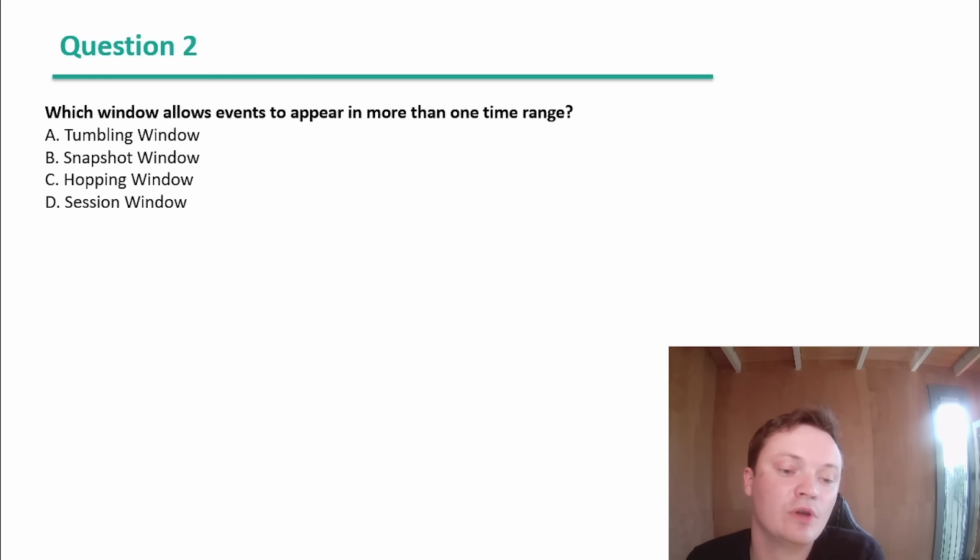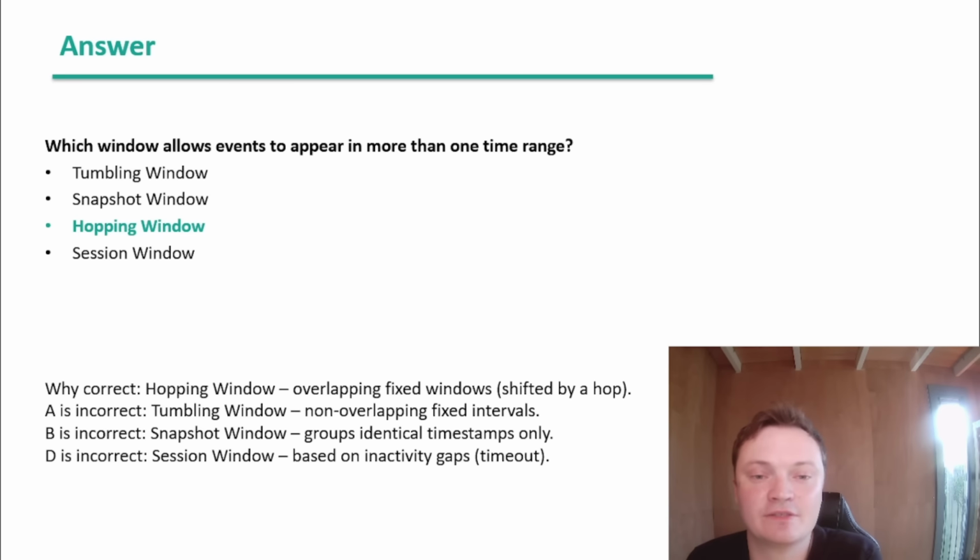Question 2. Which window allows events to appear in more than one time range? A. A tumbling window, B. A snapshot window, C. A hopping window, or D. A session window? And the answer to that is a hopping window. A hopping window has overlapping fixed windows.